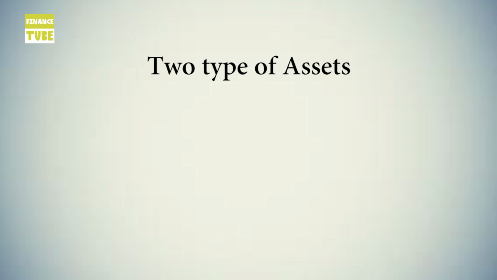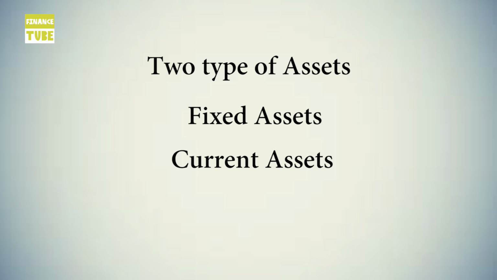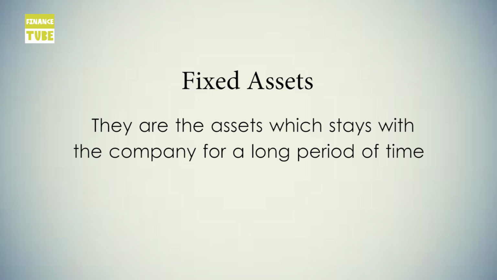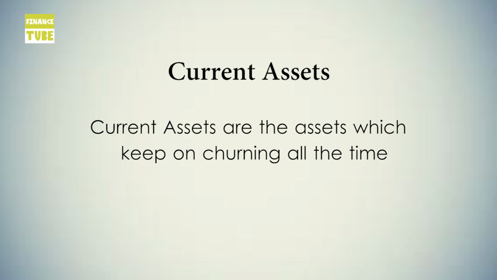If you look at the asset side, there are majorly two types of assets. One is fixed assets and second is current assets. Now as the name goes, fixed assets are assets which stay with the company for a long period of time. So they include land, building, plant, machinery, vehicles, furnitures, fixtures, etc. Current assets are assets which keep on churning all the time. So your inventory, your receivable, your cash, etc. are classified as current assets.